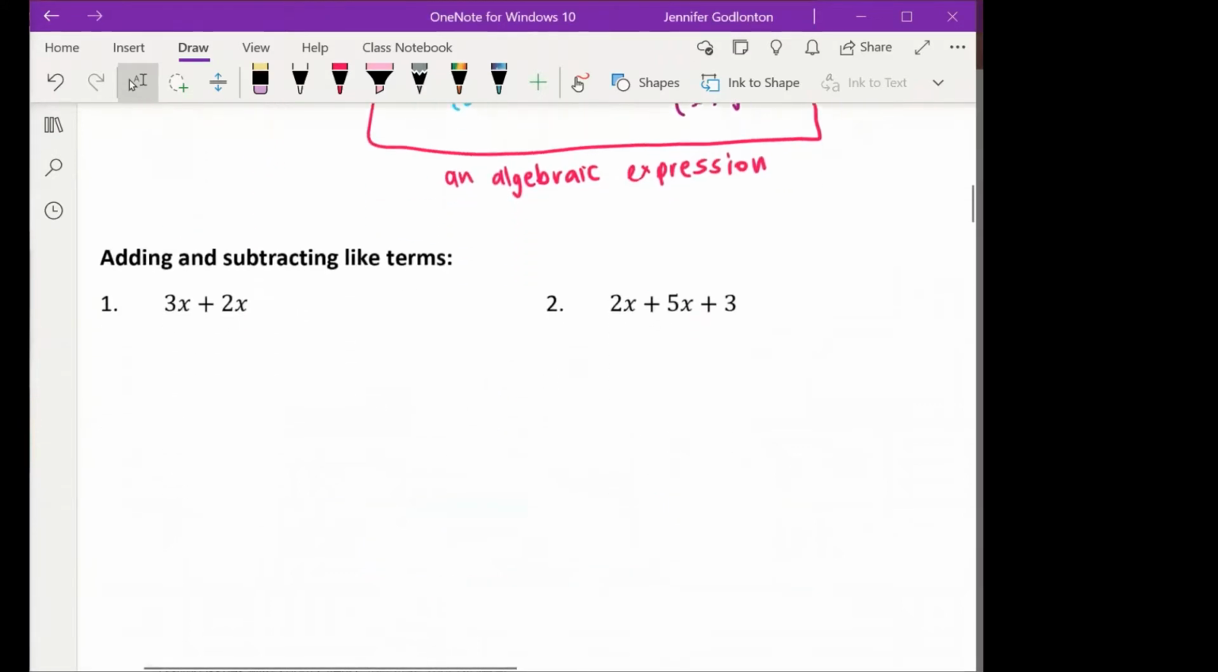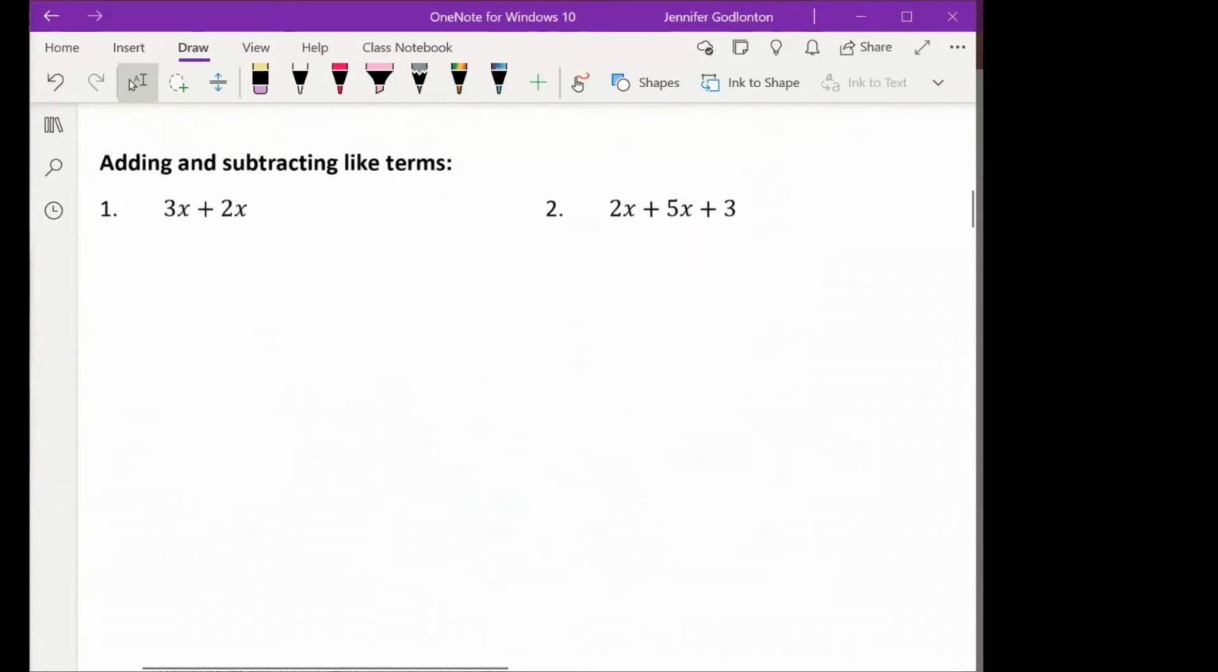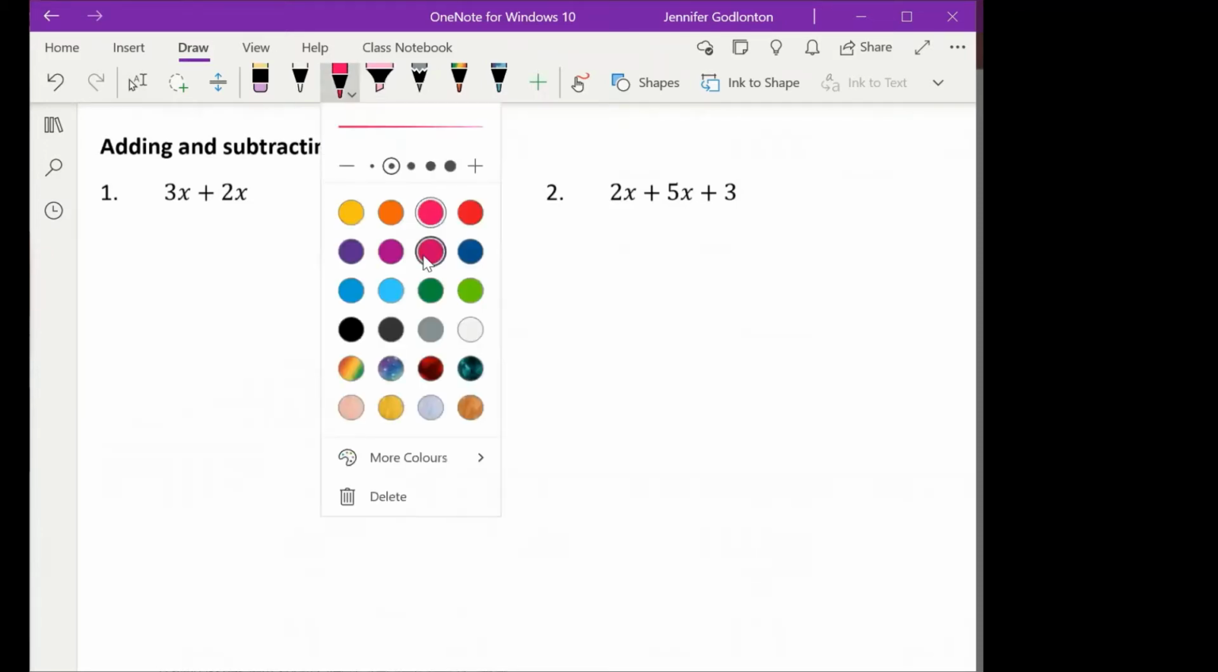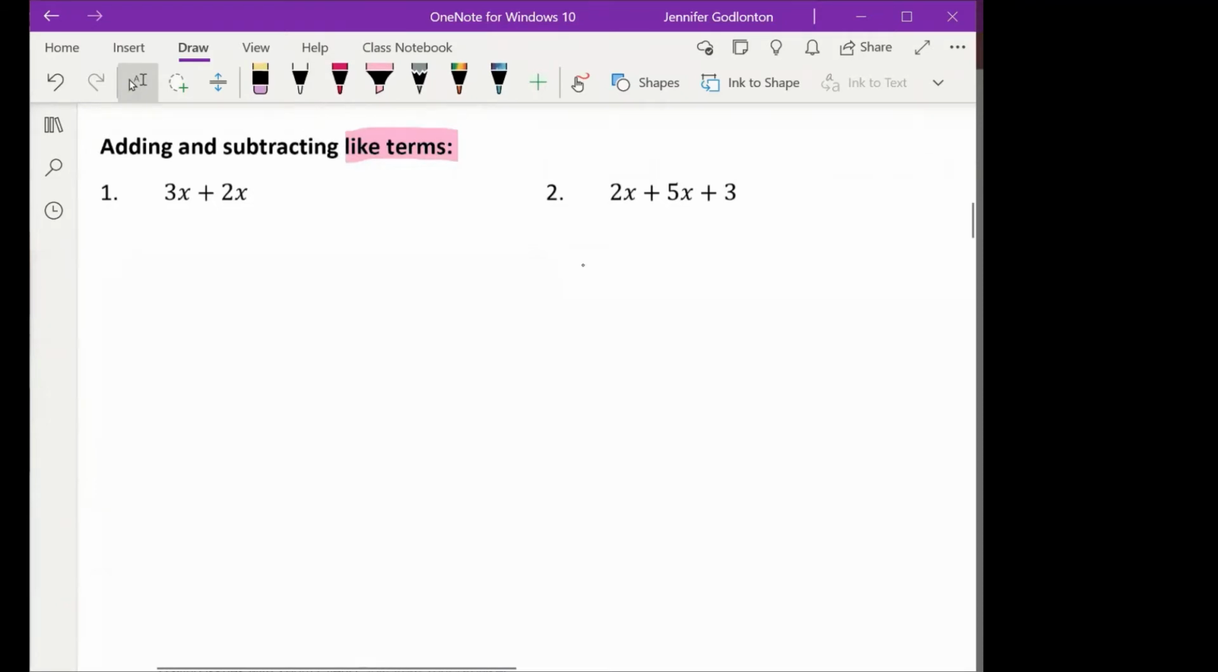But let's get moving. So we are going to look at adding and subtracting like terms. Like terms is something that we would have learned in grade 8. But if you're feeling a bit stressed about algebra, and if it wasn't your thing last year, don't panic. We're starting everything right from the basics today. So don't stress.